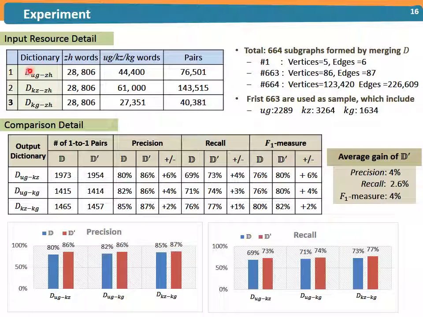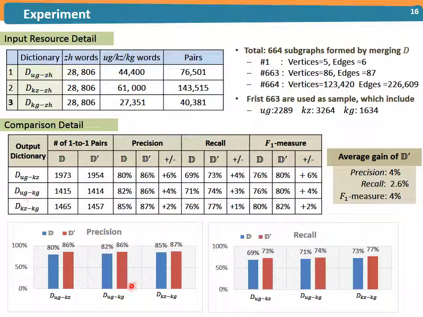Here is the structural information of the input dictionaries. When we combine all these 3 dictionaries into one big graph, it consists of 664 subgraphs or connected components. For the experiment, we only selected smaller subgraphs as a sample, which in total include about 2,000 Uyghur, 3,000 Kazakh, and more than 1,000 Kyrgyz words.